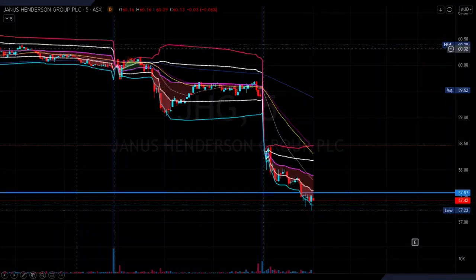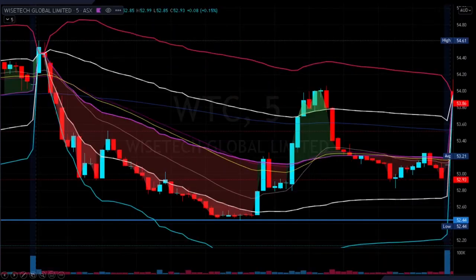JHG, we saw today, the equivalent price is 57.57, and it opened up, tries to push up, can't push up, so you start on your short, it starts to break down, and you could have made about 100 pips out of that, really great, and then it actually went even lower.